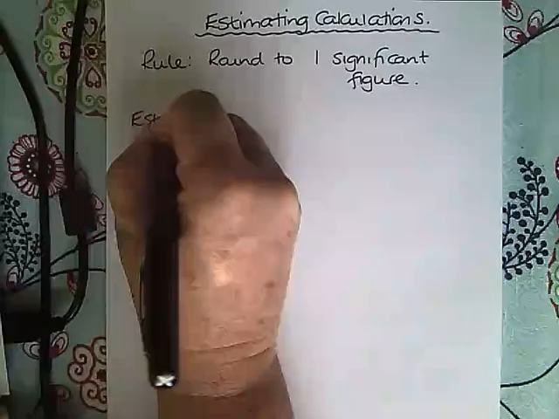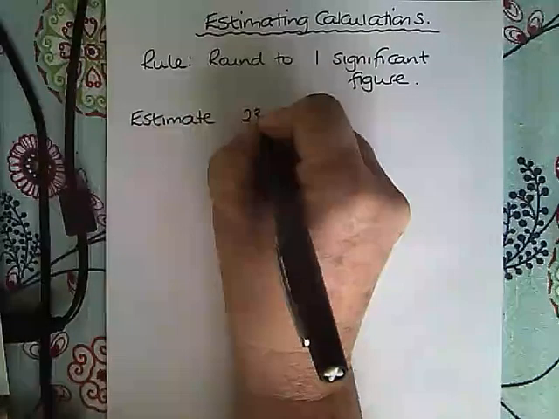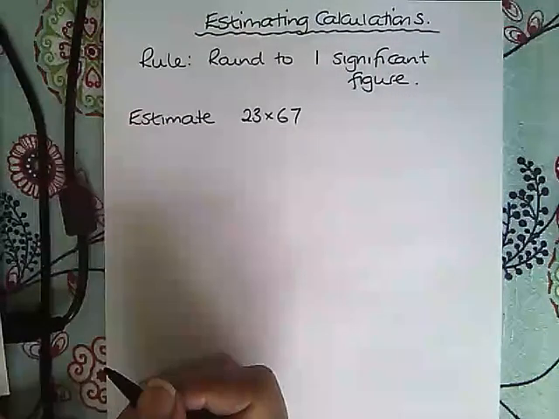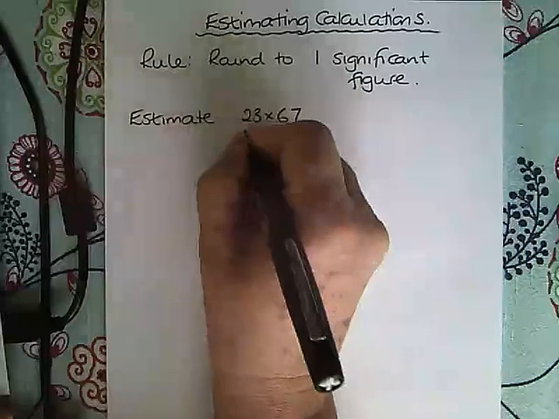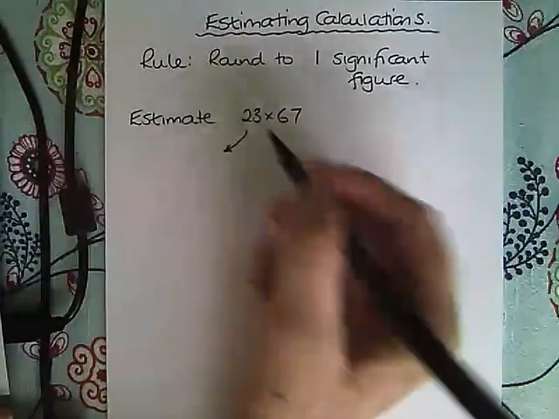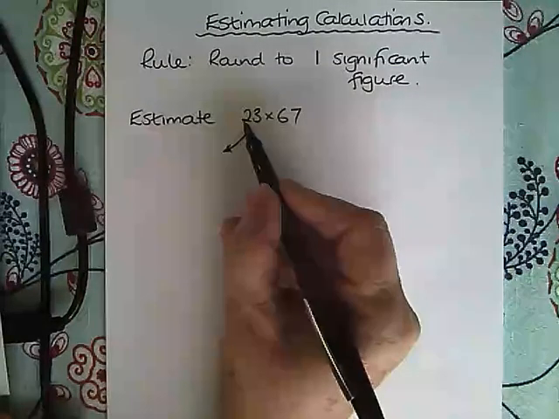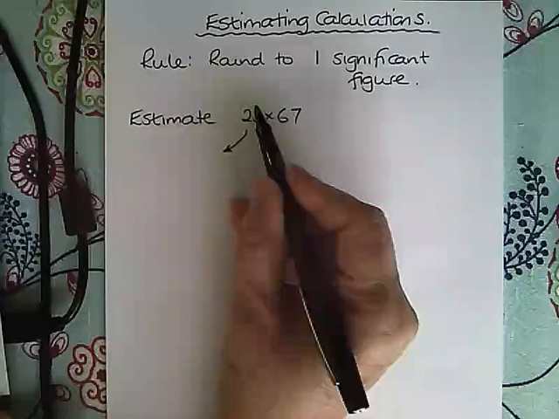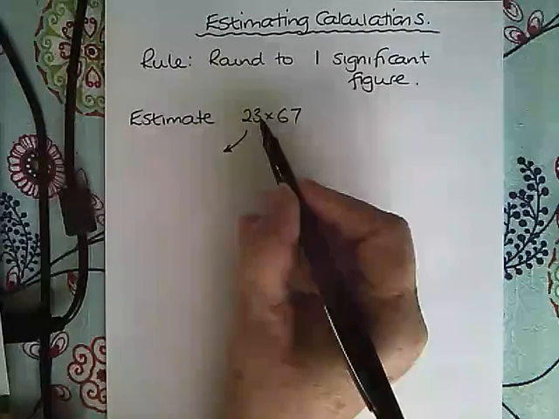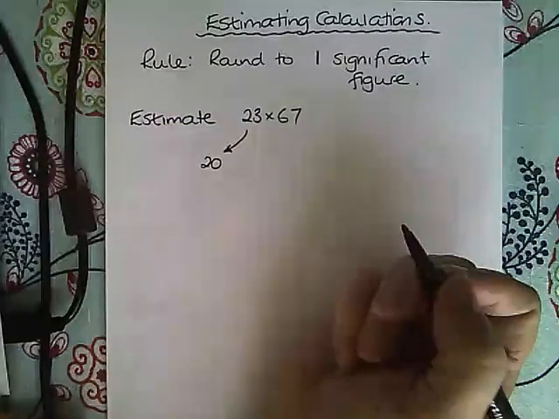So this question says estimate the answer to this calculation, 23 times 67. So we're going to round both of these numbers to one significant figure. So 23, remember when we're rounding to one significant figure, we want to write down one number and then a 0 to make the size of the number approximately the same. So this number is closer to 20 than it is to 30. So to one significant figure, this is 20.